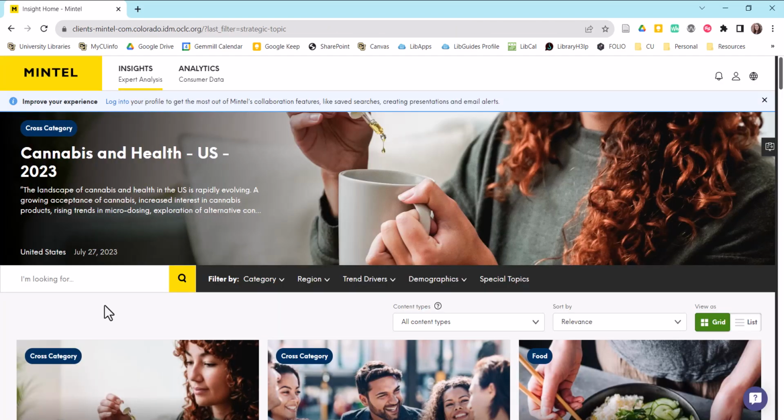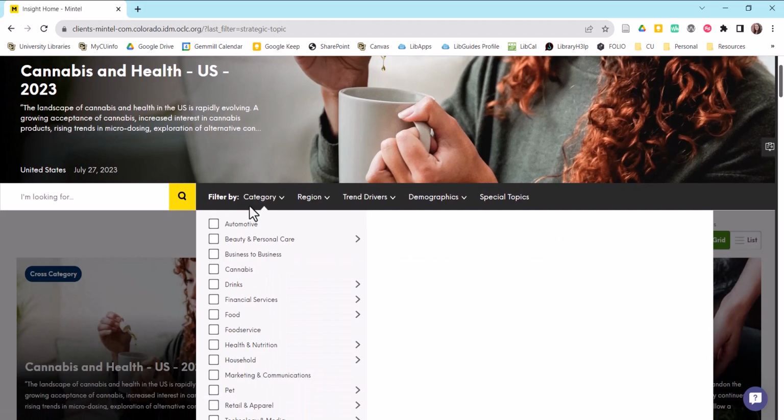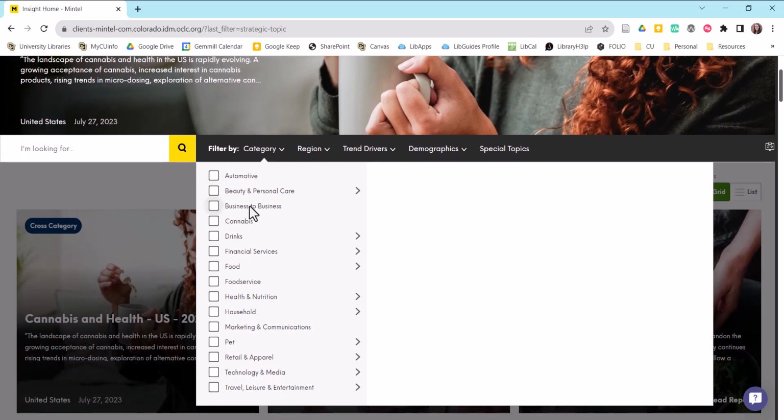You can do a keyword search in Mintel, but I'm going to start by browsing some of the filters. For example, you can filter by category. There's not a category for everything, so you might need to think pretty broadly about a category that might be relevant to what you're interested in.